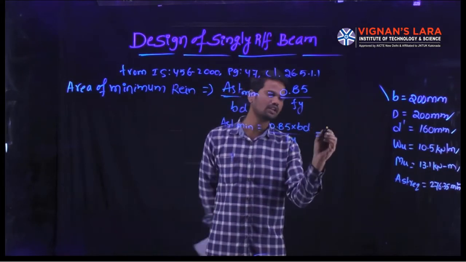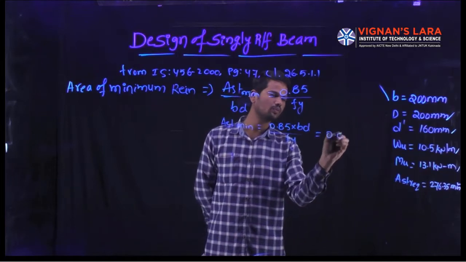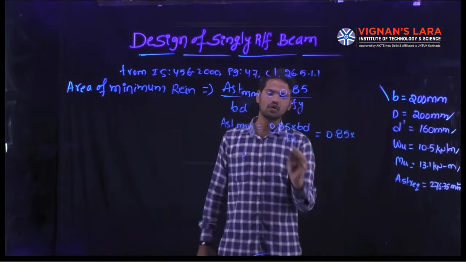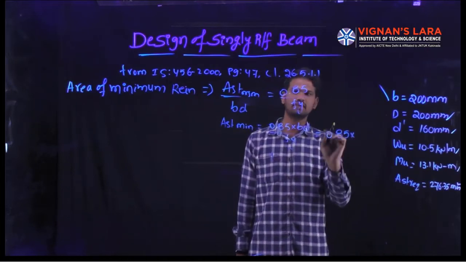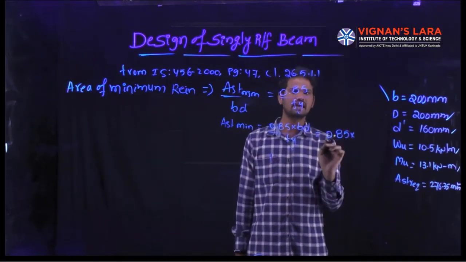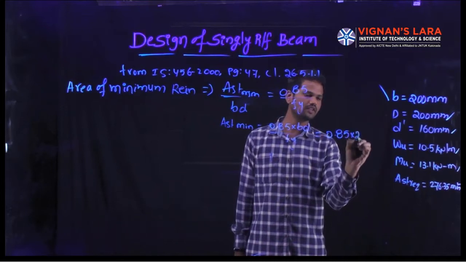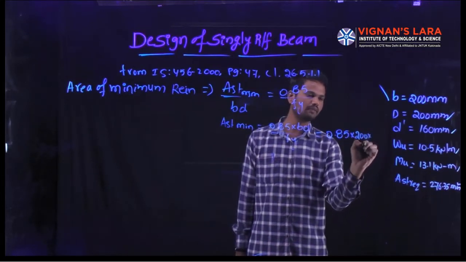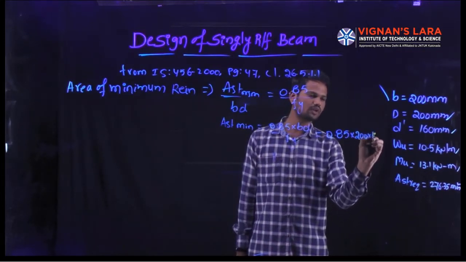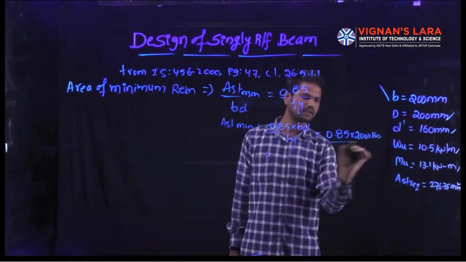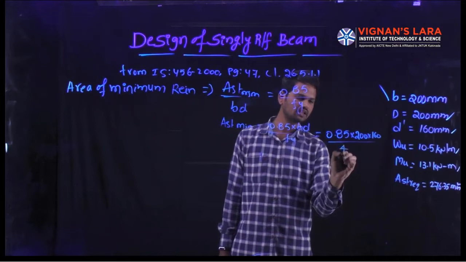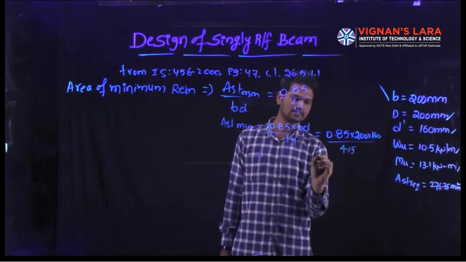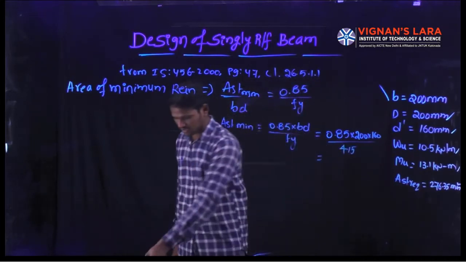The minimum area of the reinforcement is equal to 0.85 into B into d divided by Fy, where B is the width of the beam and small d is the effective depth of the beam. The width of the beam we are taking as 200 mm, as well as the effective depth we are taking as 160 mm, where Fy is the yield strength of the steel. That yield strength of the steel we are taking as 415 Newton per mm square.